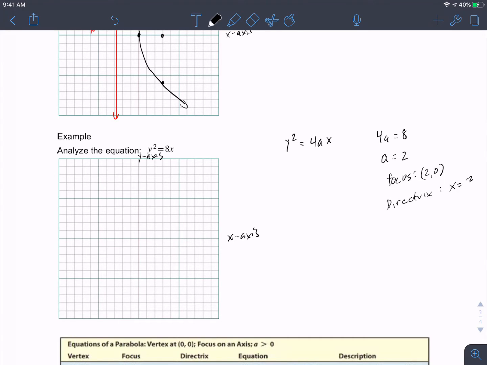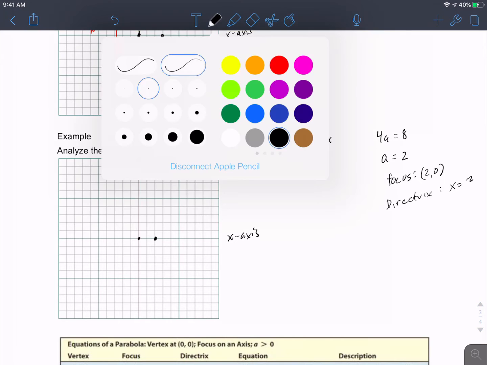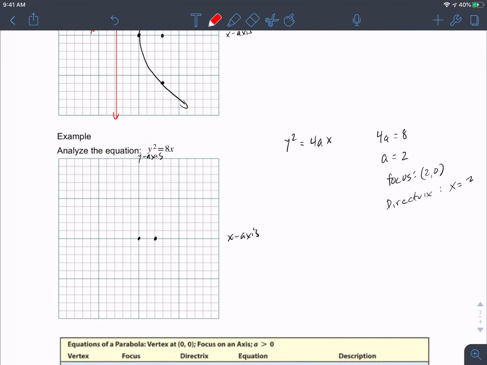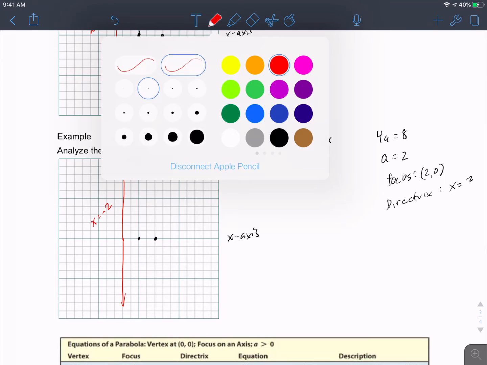And so at 2, 0 is my focus. The origin again is the vertex, and then at negative 2 we have our directrix. So x equals negative 2.